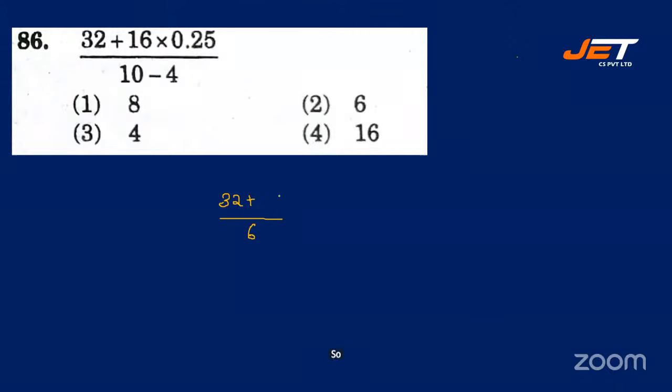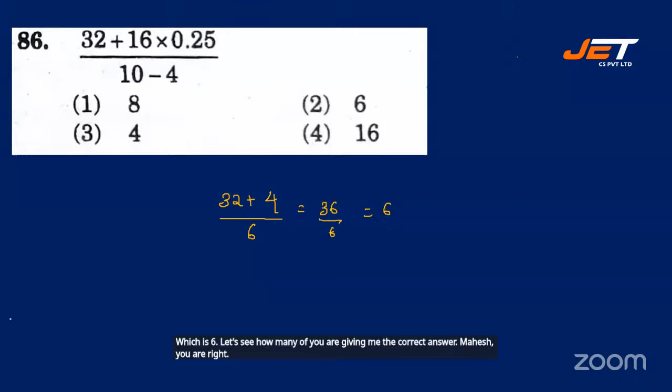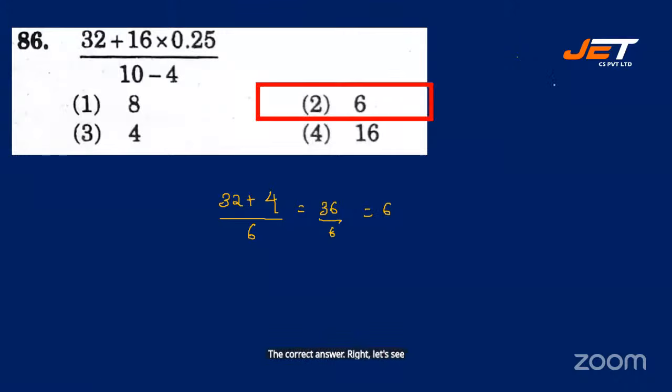So you get 4. So 32 plus 4, 36 by 6, which is 6. Let's see how many of you are giving me the correct answer. Mahesh, you are right. You've given me the correct answer, right? Let's see. Yes. And here, Sushant, Spurti, I have option 2, that is 6. Okay. Yes. Navadeep, Lasya, Charan, Angel, Prerana, Mallika, Kaushik, many more have given me option 2 correct.